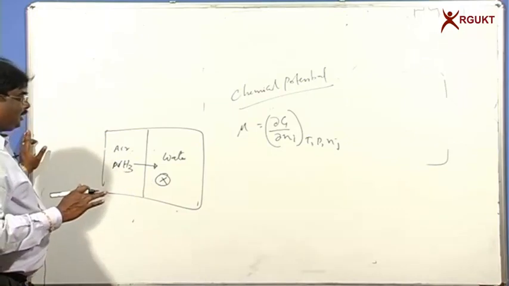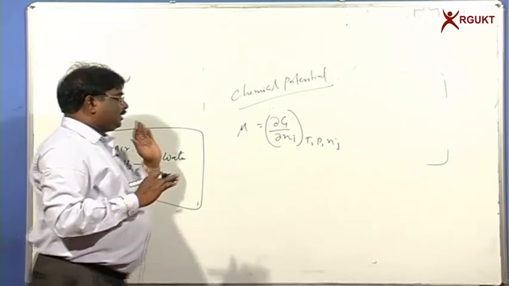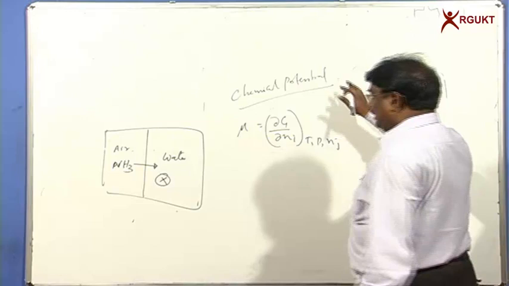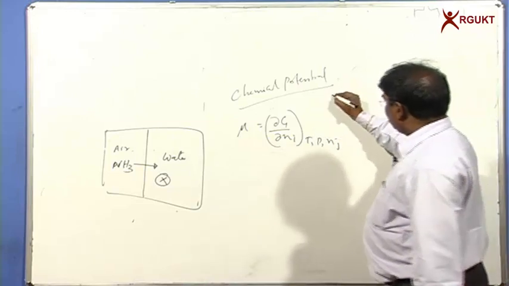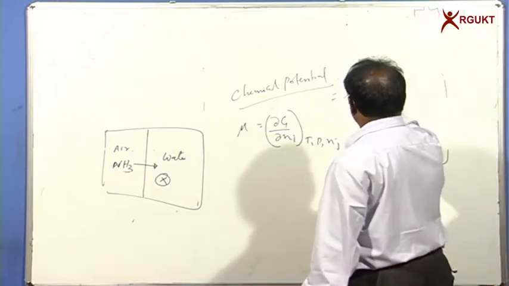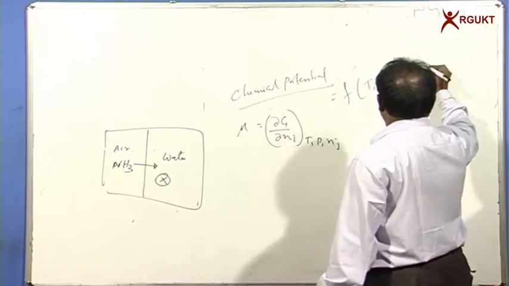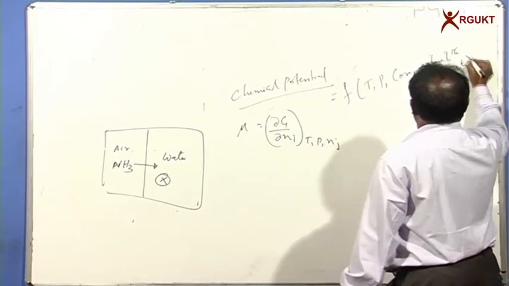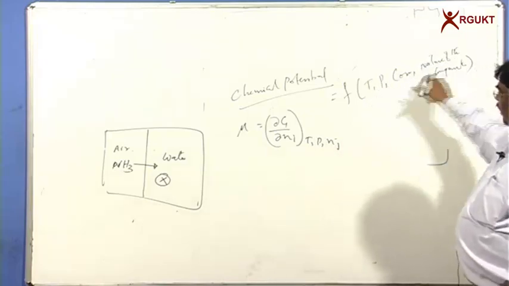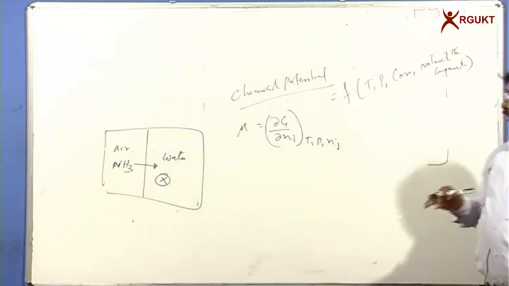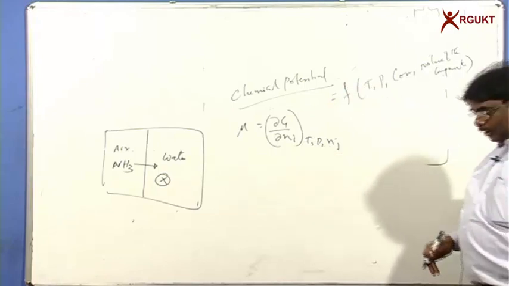And that is what we can say: concentration is not the driving force for mass transfer operation. The chemical potential is the driving force for mass transfer operation, which is a function of temperature, pressure, concentration, and the nature of the components. So if any one of the parameters changes, your chemical potential changes, and the system is going to attain a new equilibrium.